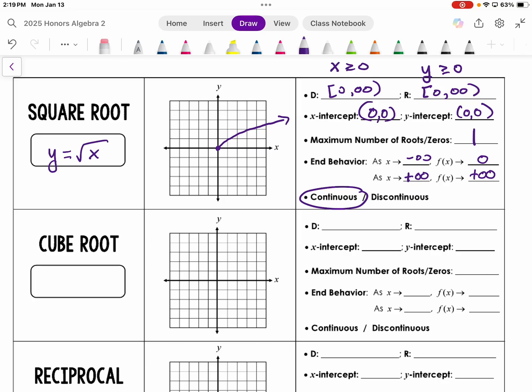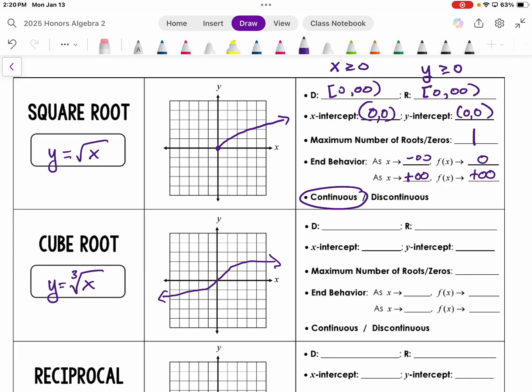Cube root. Y equals cube root of x. Also known... I'll leave it. Never mind. Spoiling a lesson I have to teach you a little bit later. What does that graph look like? That one looks like a sideways S.